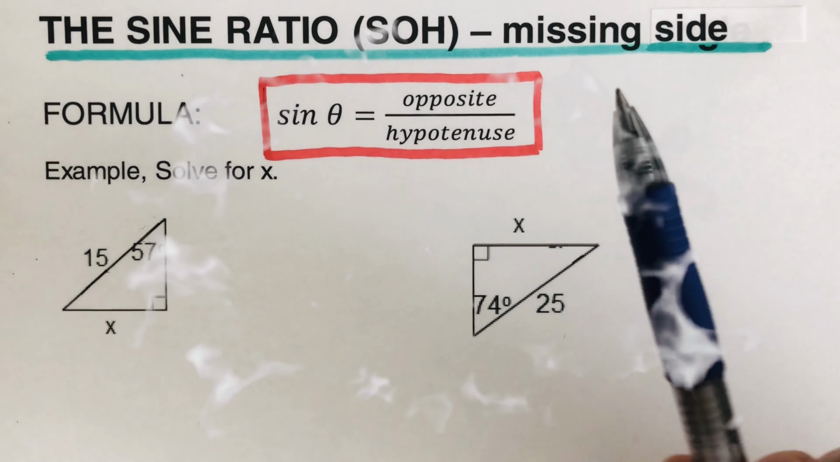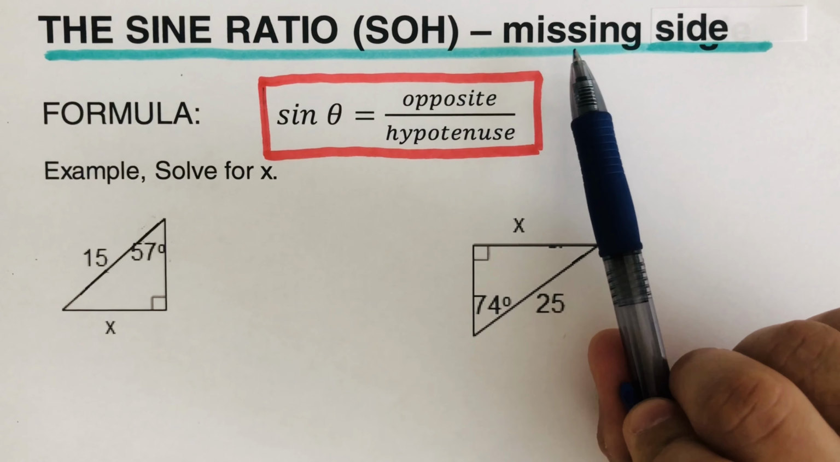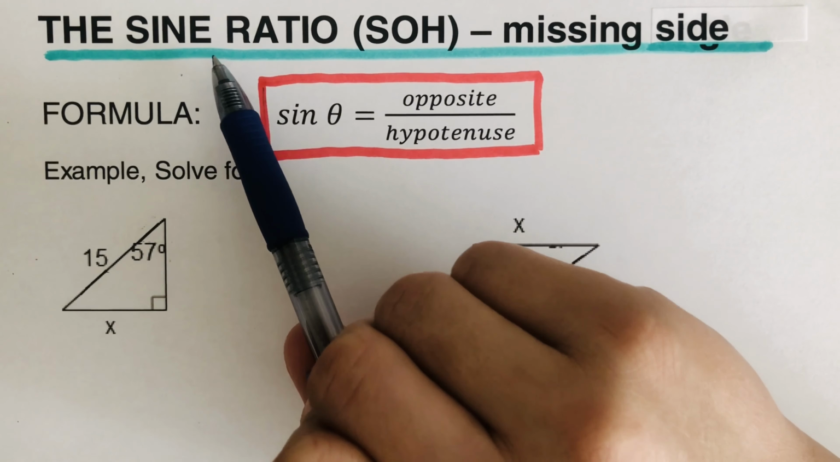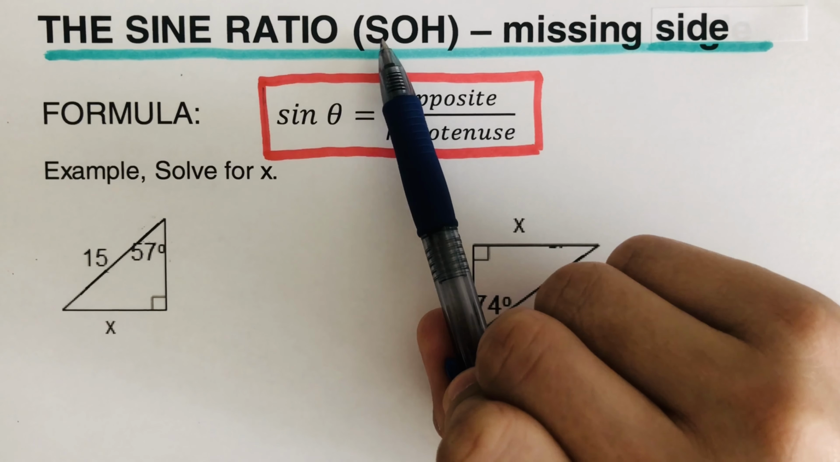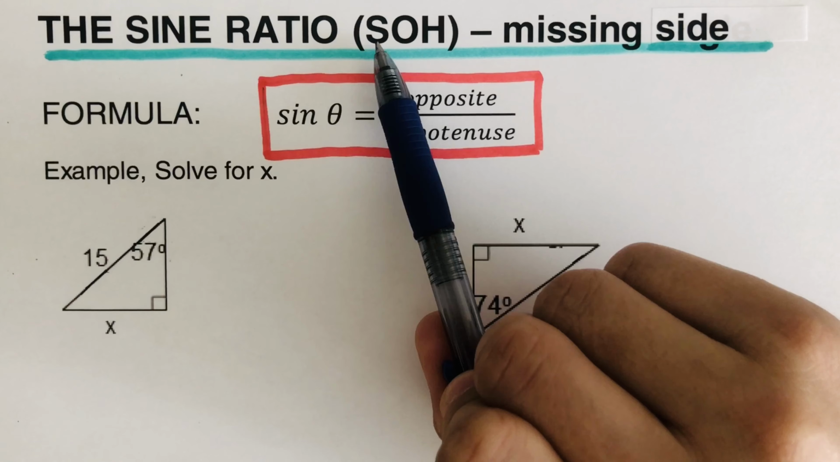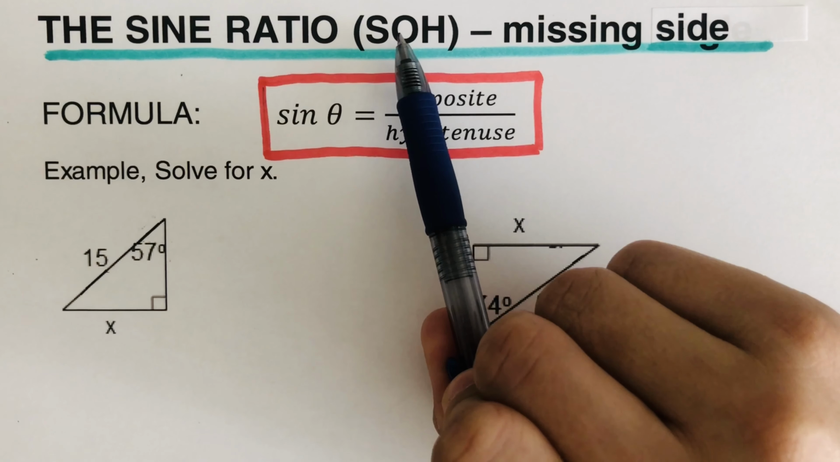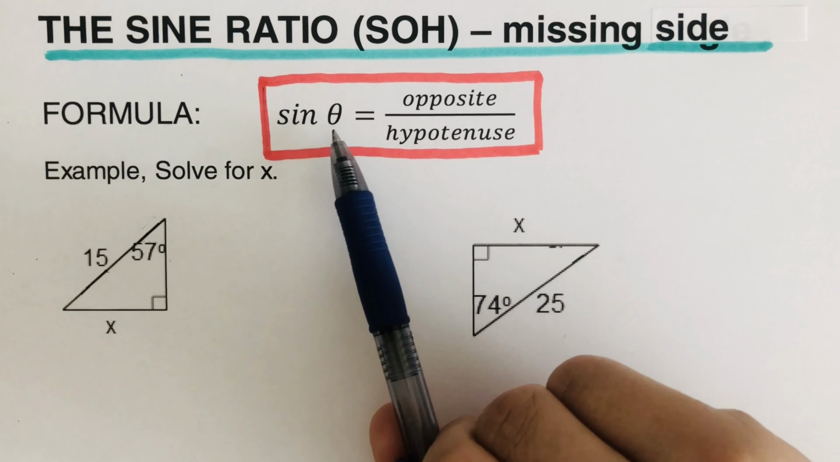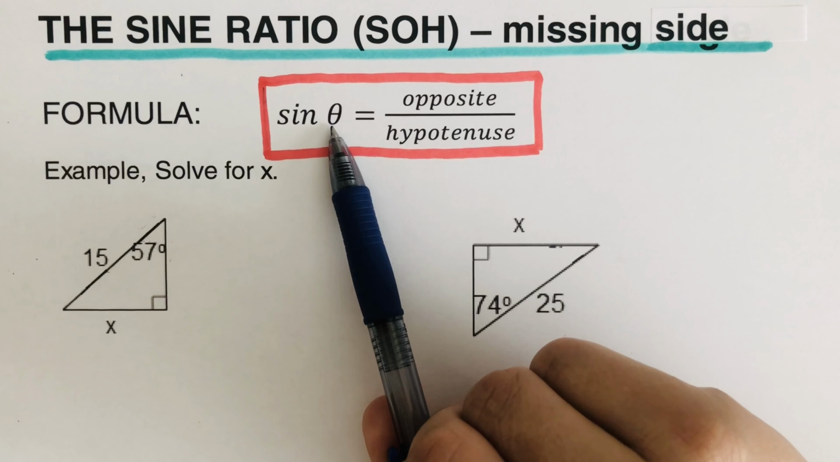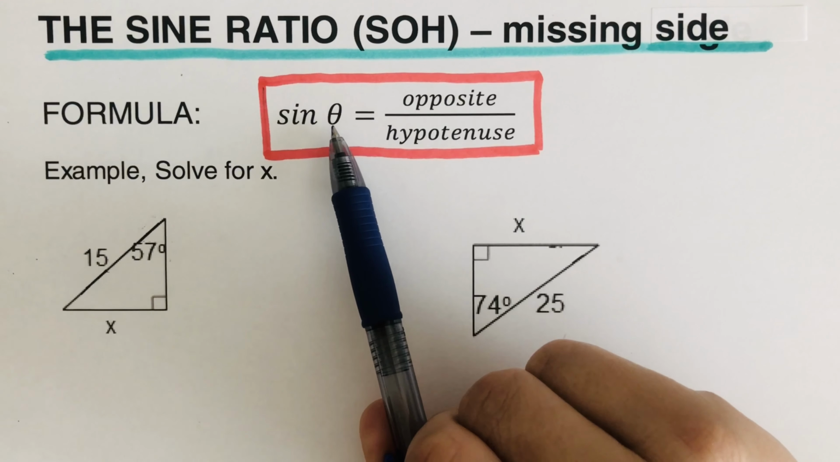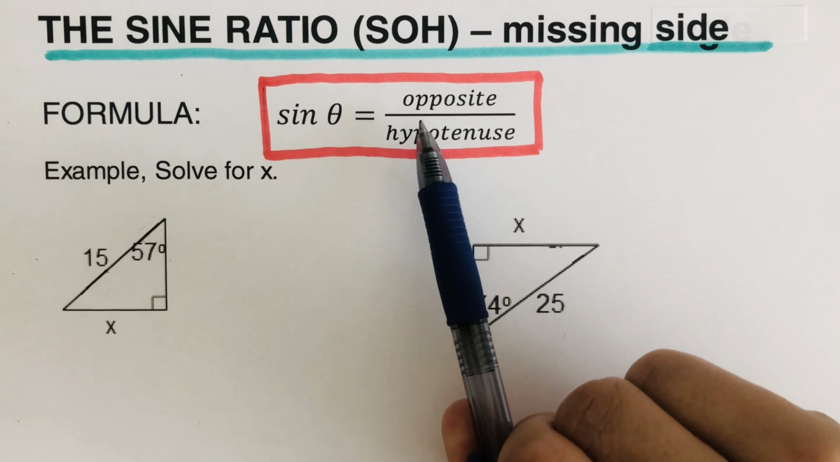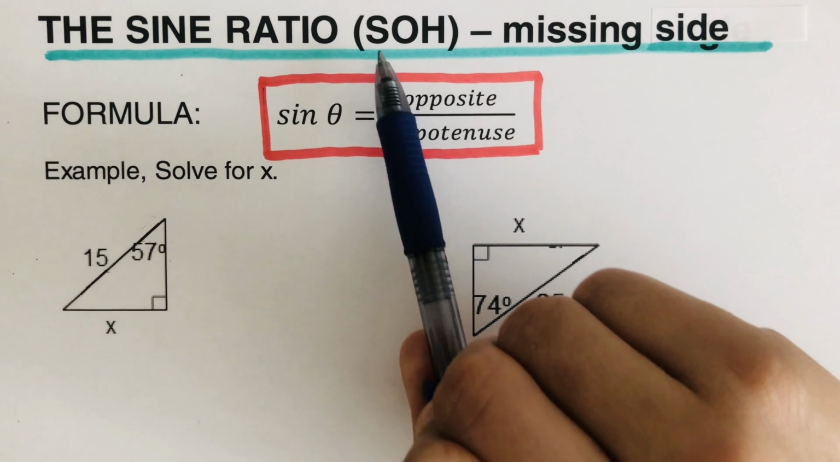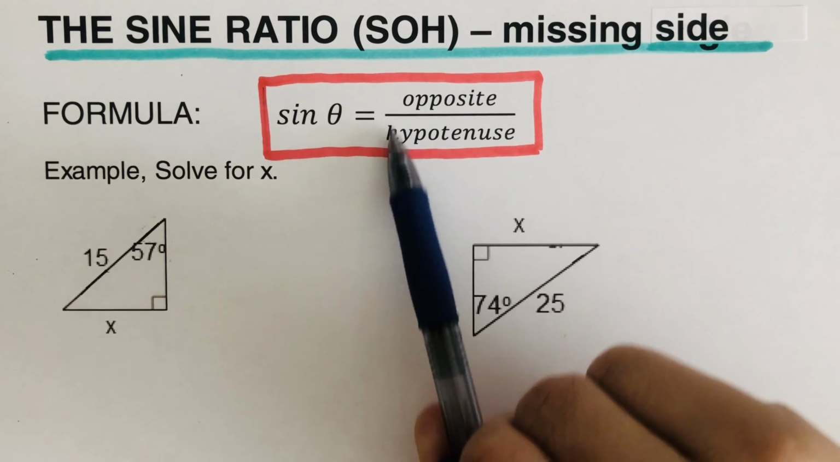Everyone, today we're going to be solving for the missing side of a right triangle using the sine ratio. I placed here SOH as an acronym for sine. This means sine is equal to opposite over hypotenuse, because that's the formula for sine theta. Again, theta here represents any angle. In math, we represent angle as theta. So sine theta equals opposite over hypotenuse. So that is SOH.